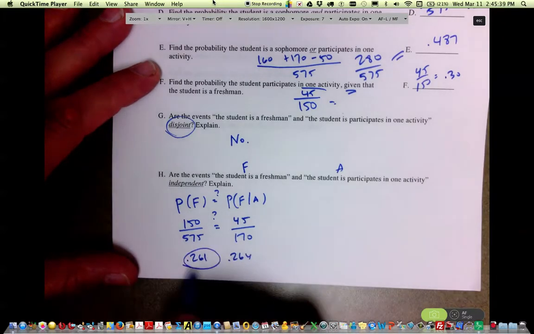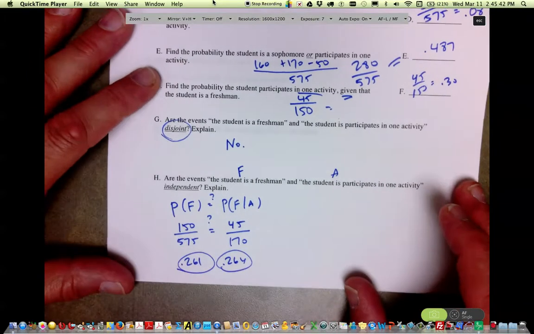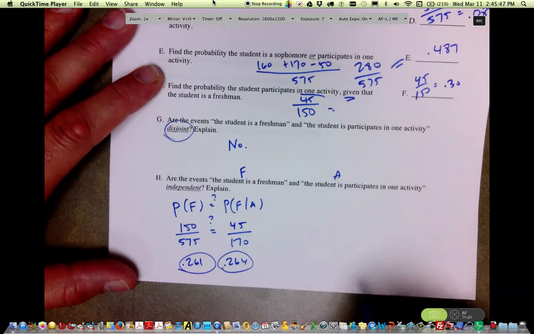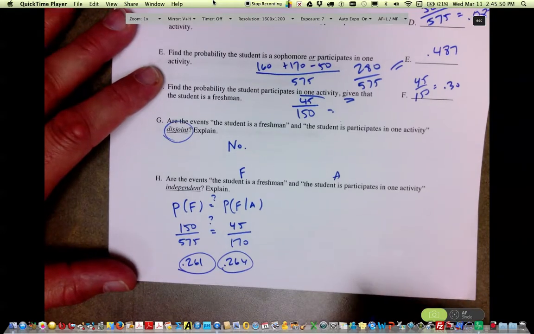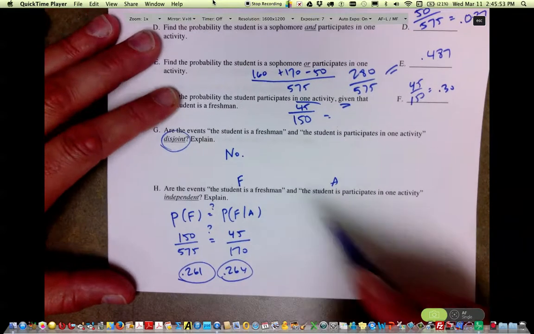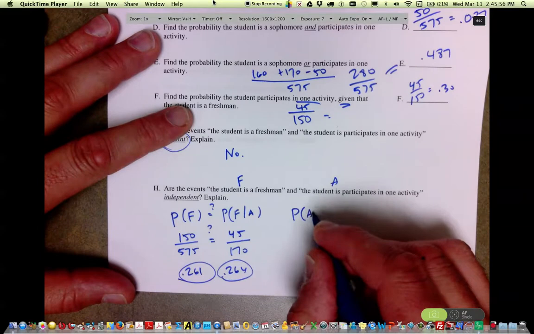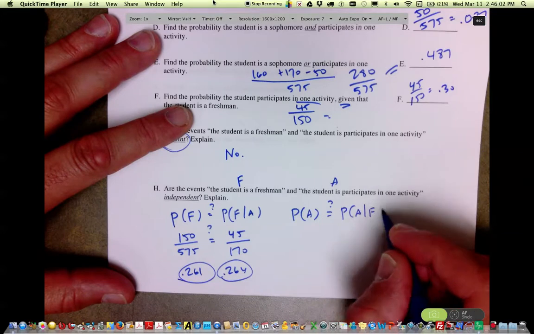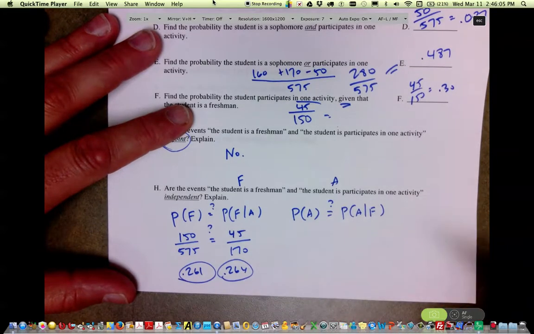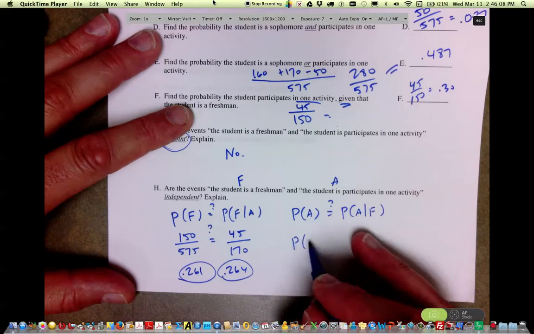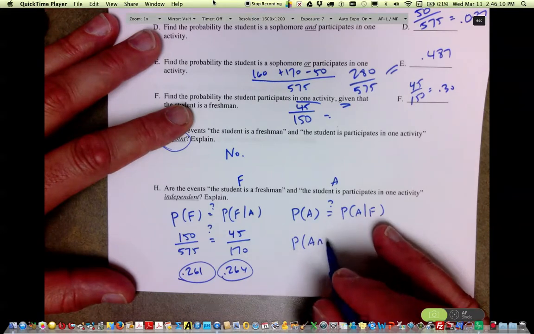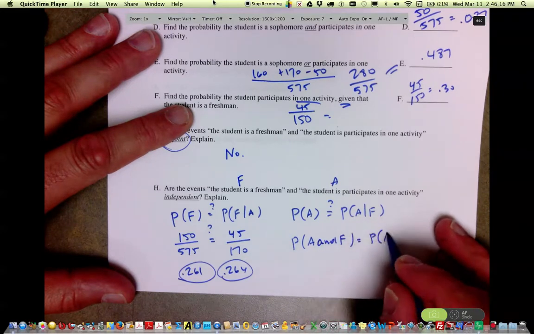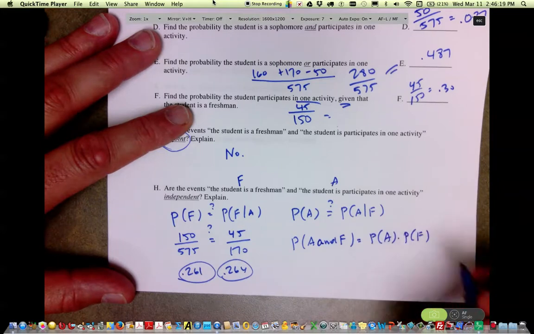I think we could probably argue that those aren't too far apart, and this was a sample. So I would say these two events may be independent of each other. Knowing that a student is involved in one activity doesn't change the probability that that student is a freshman. Another way we could do this is to check whether the probability of being in one activity is the same as the probability of being in one activity given that they are a freshman. And one last thing we could do is check whether the probability of being in one activity and a freshman equals the probability of one activity times the probability of a freshman.